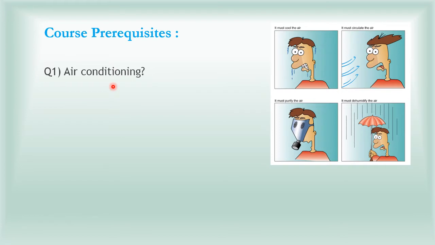Now, let me ask you a few questions. Question number one, what is air conditioning? You may answer that air conditioning means the cooling of air. But no, cooling is not the only function of air conditioning. It has four basic functions. First, it must cool the air. It must circulate the air also. It must purify the air and it must dehumidify the air. So these are the four functions of air conditioning.